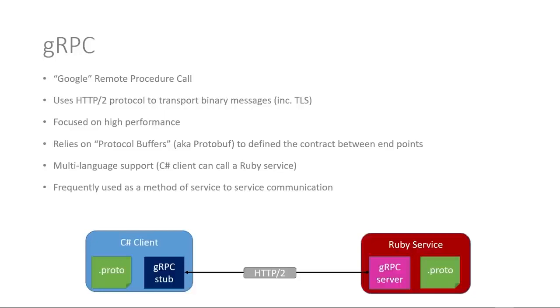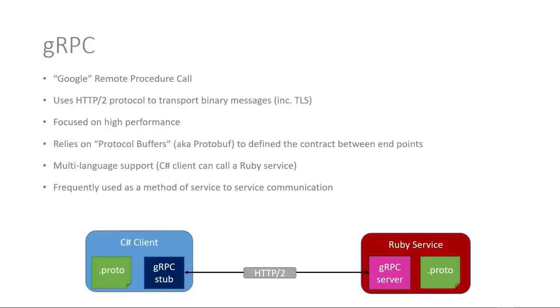So here's a bit of a diagram. We are not implementing this obviously, but we have, as an example, a C# client on the left with the proto file, and then we have a Ruby service on the right, again with the same proto file definition. They talk via HTTP2, and our client has a gRPC stub on the left, and our service has a gRPC server on the right.